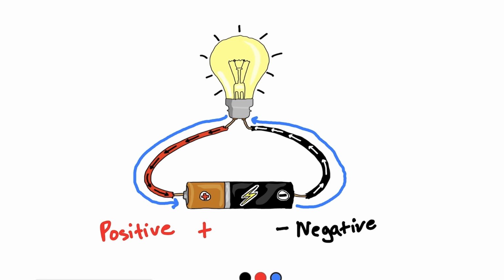When they reach the positive terminal of the battery, they will enter the battery, and inside the battery, they will travel from the positive all the way up until they reach the negative terminal. When they reach the negative sign again, they will come out and then repeat the process.